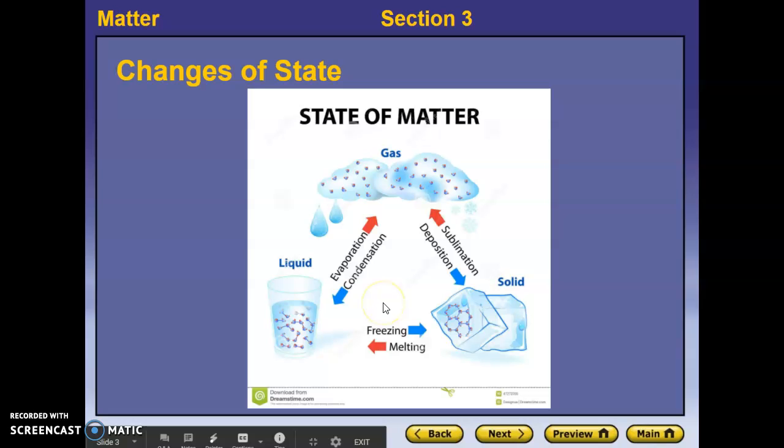Those little particles move faster and faster, they actually will break free from each other and turn into a gas. So that is like the liquid water that turns into steam. That's evaporation. As those particles slow down, often because they come in contact with something that is a colder temperature, those particles clump back together again and go back to liquid form. That's condensation.